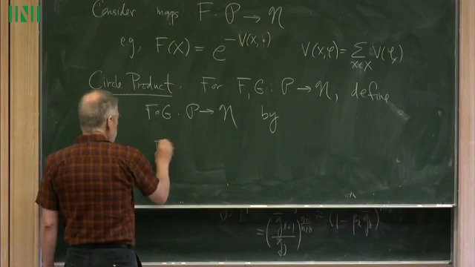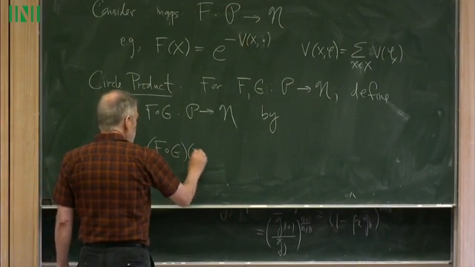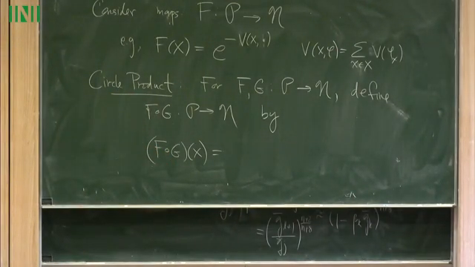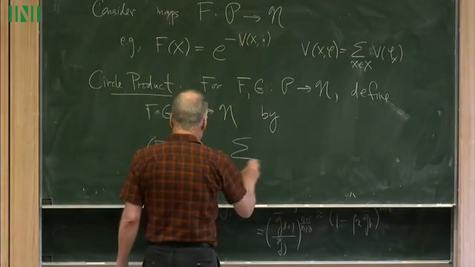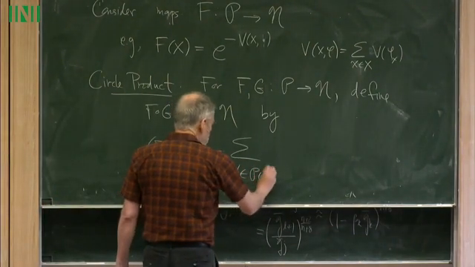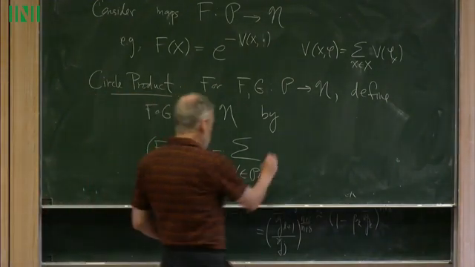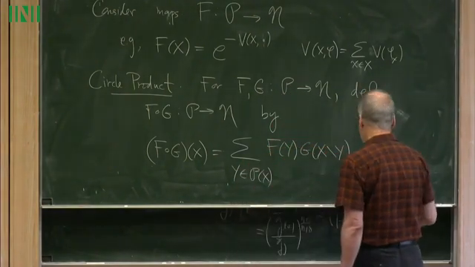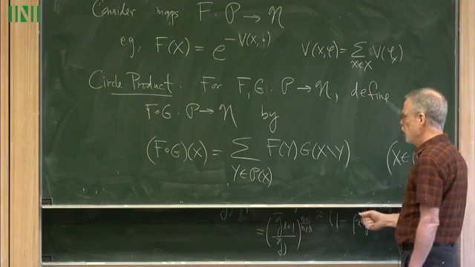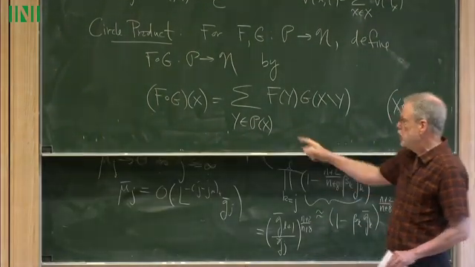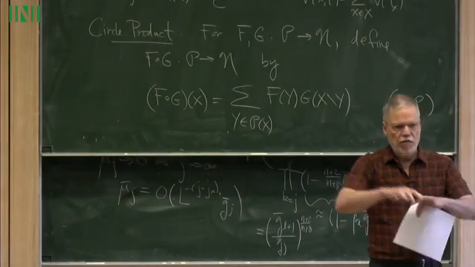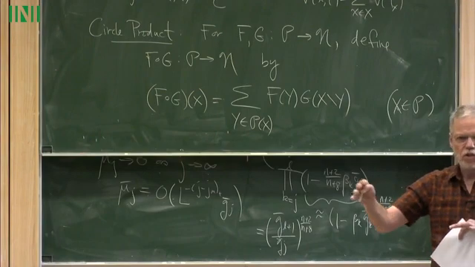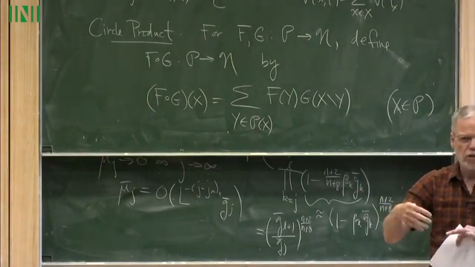As follows. It's supposed to be a function that takes a polymer into a function of the field. So what is that function of the field going to be? It's the sum over all y's, polymers inside x, of f of y times g of the complement of y in x. So basically what this does is it takes x and divides it into two pieces in all possible ways, and evaluates f on one piece and g on the other piece. And then it sums over all of the ways that you can do that.